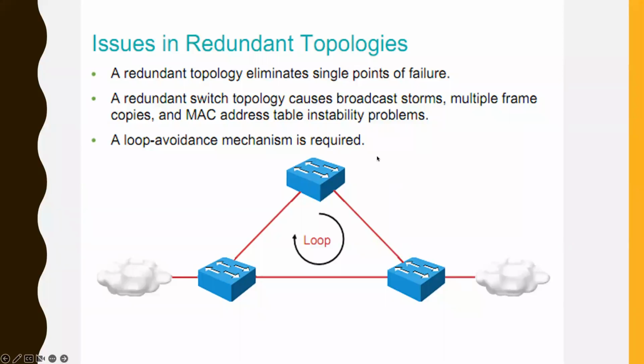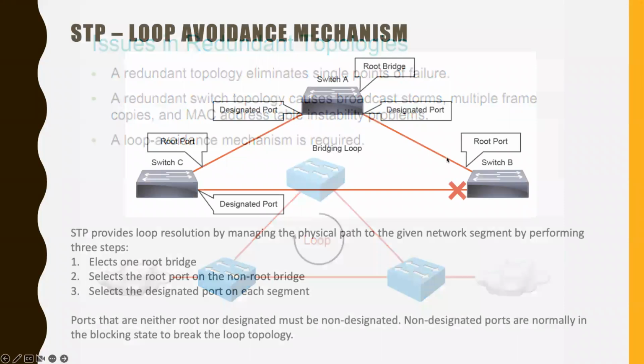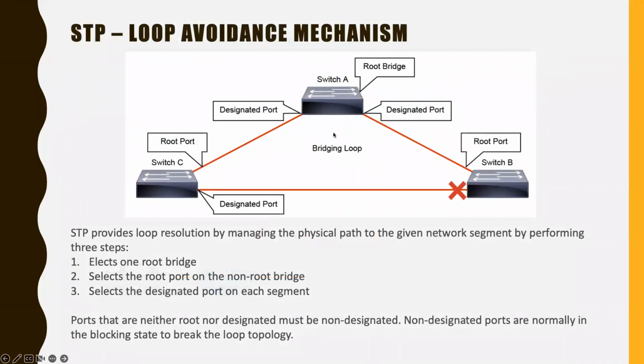So that's why we need a loop avoidance mechanism. For example, consider these 3 switches: switch A, switch B, and switch C. Within STP, as we said, it creates a tree kind of structure.